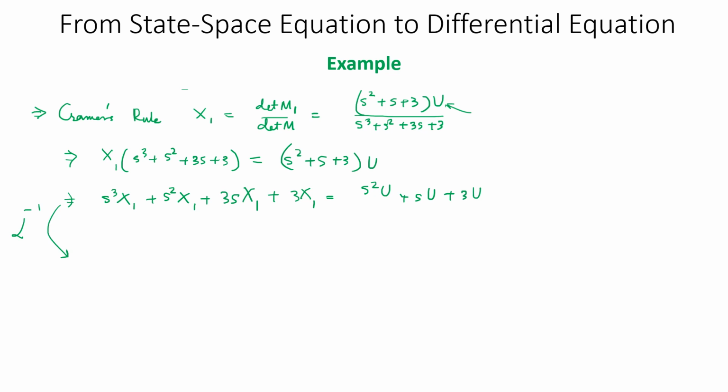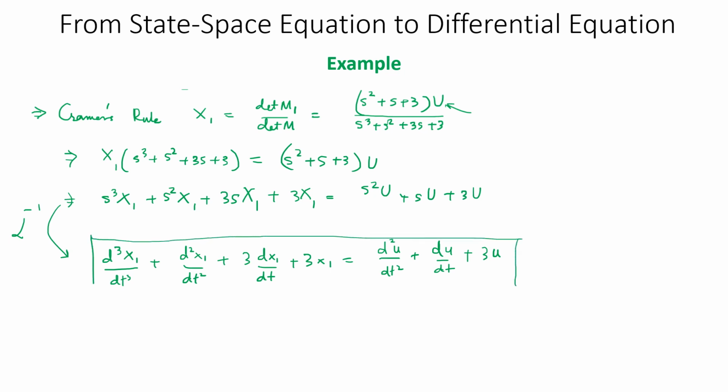That is going to be equal to d cube x1, and now x is in smaller case, over dt cube plus d square x1 over dt squared plus 3 dx1 by dt plus 3x1 to be equal to, now you have d square u of dt over dt squared plus du by dt plus 3u on this side. So this is your differential equation required, in this case it is the third order differential equation.